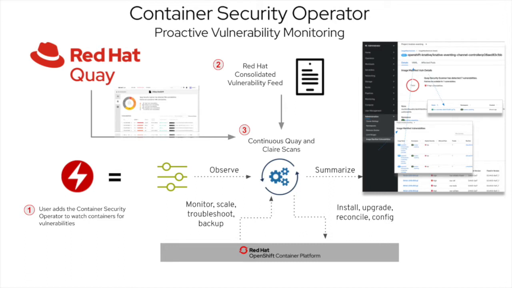As you can see in this flow, users just install the Container Security Operator while Red Hat is continuously providing the consolidated vulnerability feed to Quay, where the Clair component within Quay is scanning all the images stored in your repository, and accordingly, an image vulnerability report is generated. So from the OpenShift perspective, the Container Security Operator is observing all the generated reports and pulls the available reports metadata to be presented in the OpenShift console.